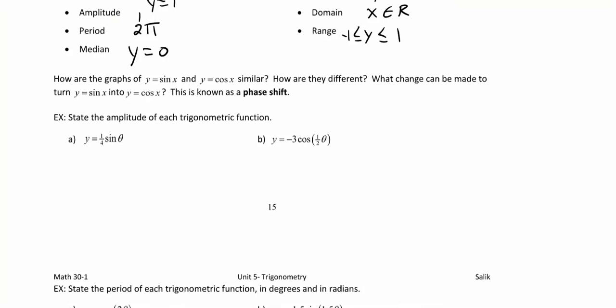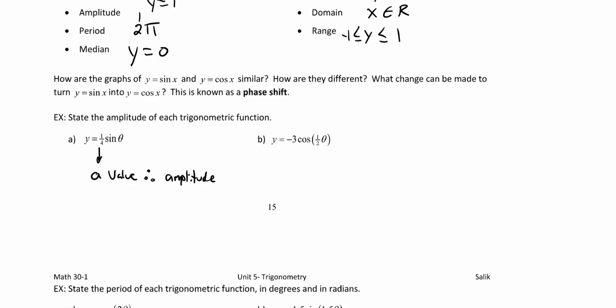All right, so now this one says state the amplitude of each trigonometric function. So we have y is equal to 1/4 sine theta. If we remember this, when we have a number out front of our function from before, that was really just our a value, wasn't it? And this will still be the a value, but this a value is going to be our amplitude.